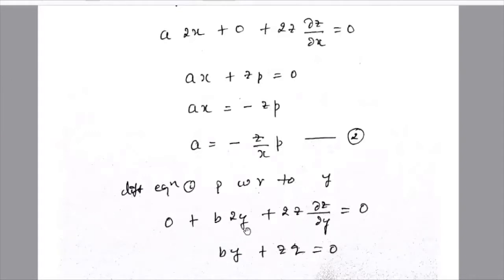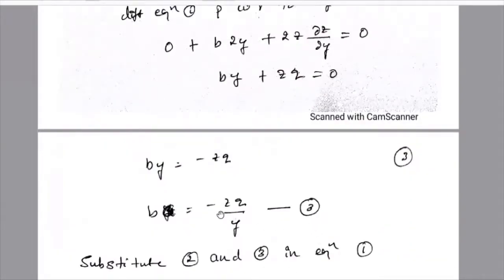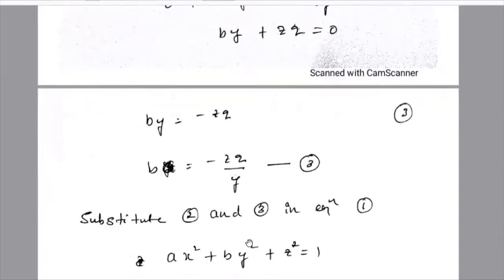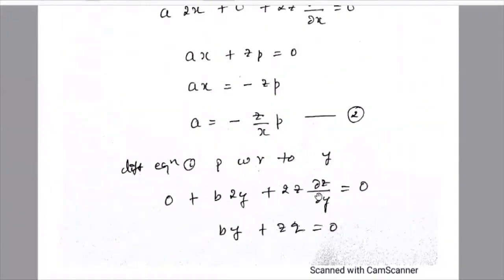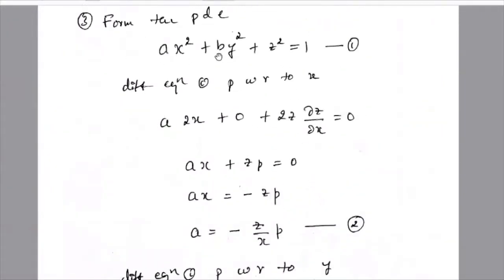Y square derivative is 2y plus 2z into dou z by dou y; the right hand side derivative will be 0. So now again 2 gets cancelled. By plus zq, where q is dou z by dou y. Or you can write by is equals to minus zq, or b is equals to minus zq by y. So now we'll substitute equation 2 and equation 3 in the given equation. That is, we'll replace a and b.